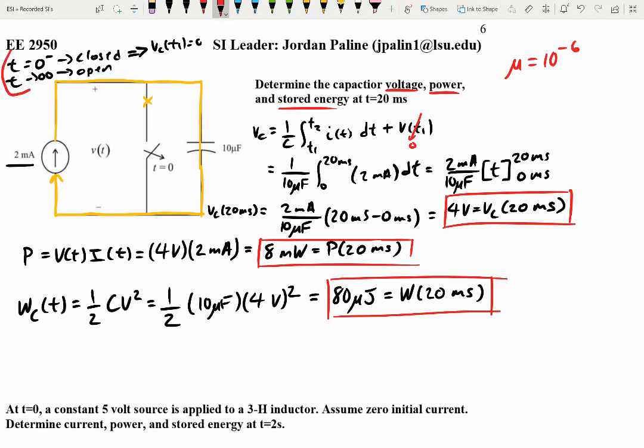But this bit up here, that's important to know with switches.